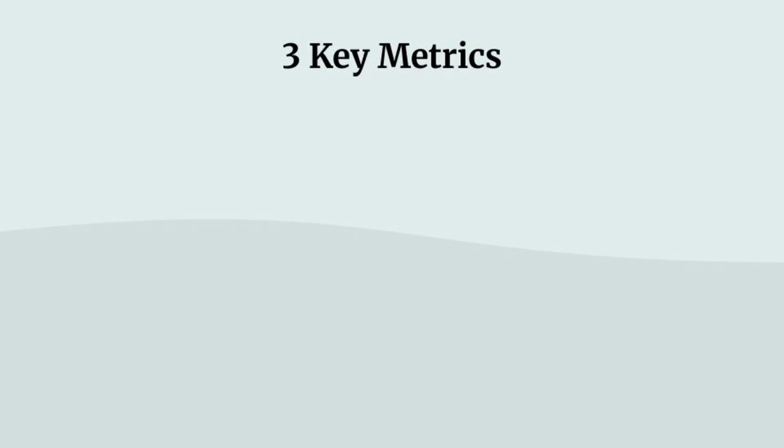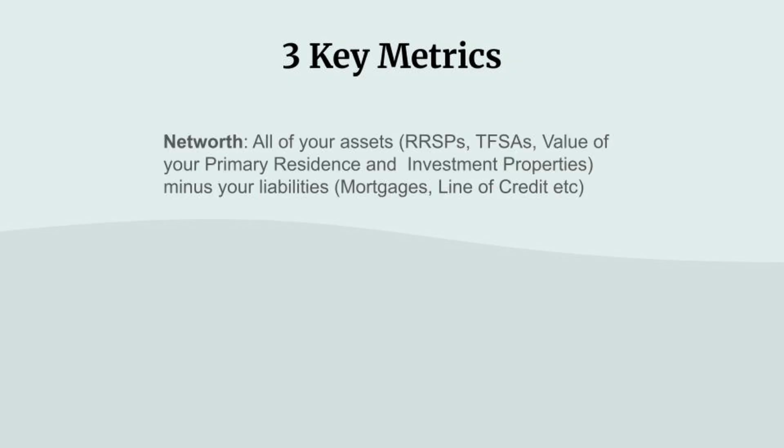This template tracks 3 important indicators towards financial freedom. Net worth. All of your assets, RRSPs, TFSAs, value of your primary residence and investment properties, minus your liabilities, mortgages, line of credit, etc. For many, the net worth is the biggest number of the 3 and is a good indicator of where you are on your journey towards financial independence.